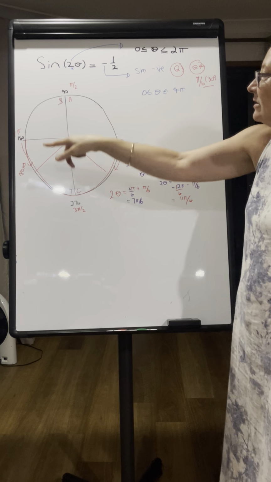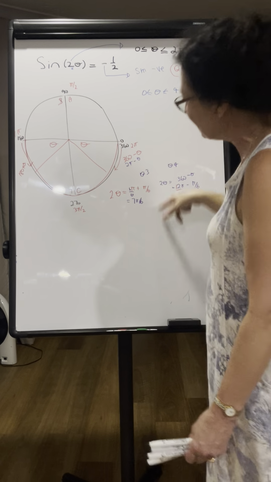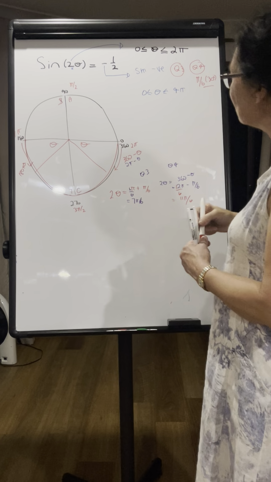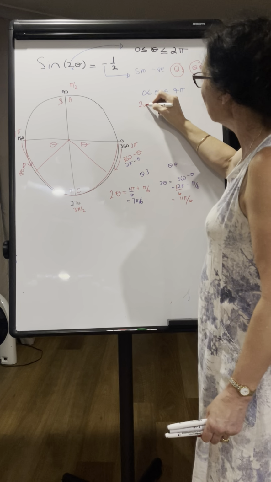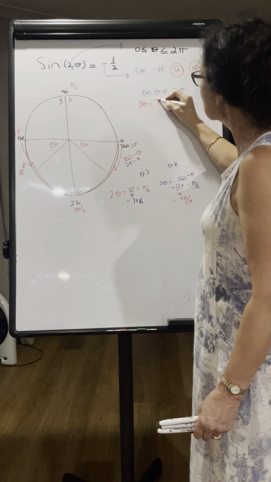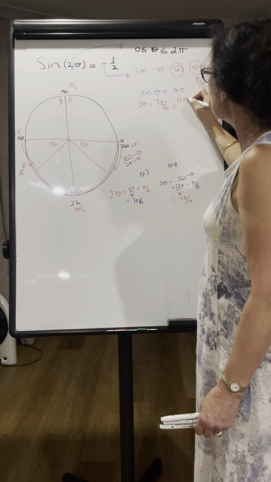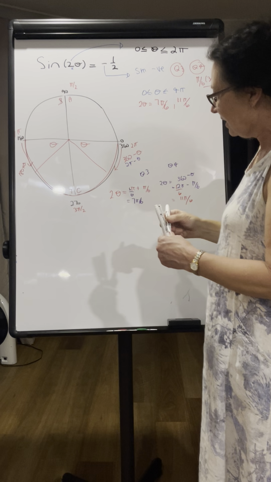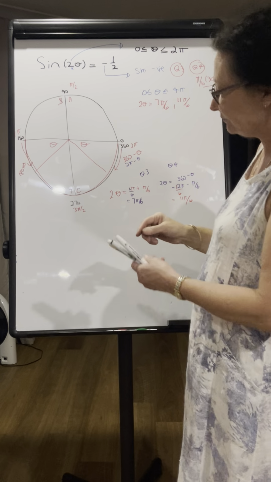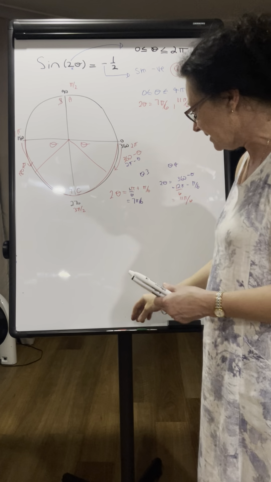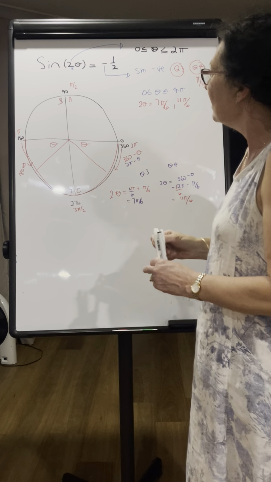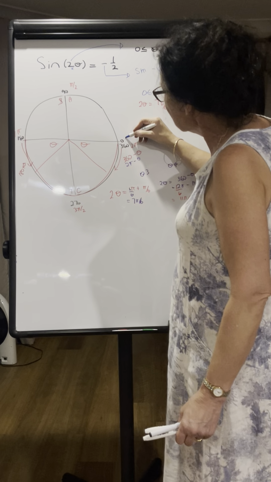Now that's only in the once around. Now we have to go twice around. So we'll write the solutions here so far: 2 theta is 7 pi over 6 and 11 pi over 6. But now we have to go around again. Now I like doing it like this. When we go again, it's this.